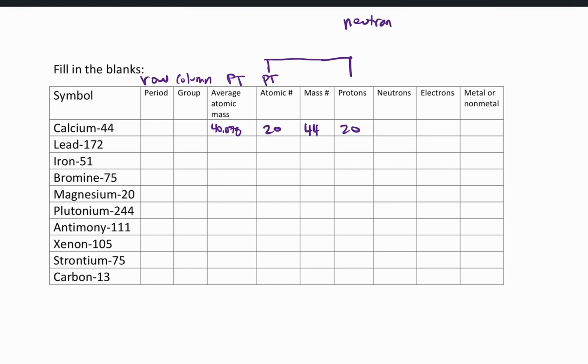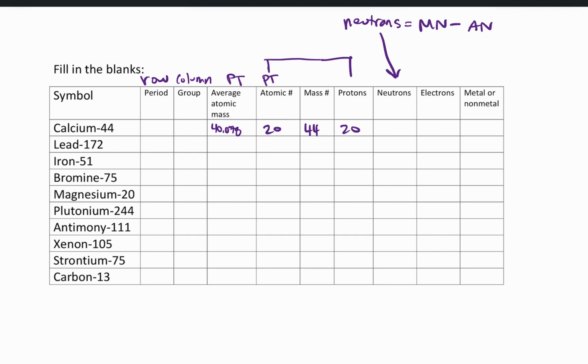Neutrons equals mass number minus atomic number. So that's going to go right there. You're just reading this from the page. So atomic number is this one, mass number is that one, and neutrons equals mass number minus atomic number.